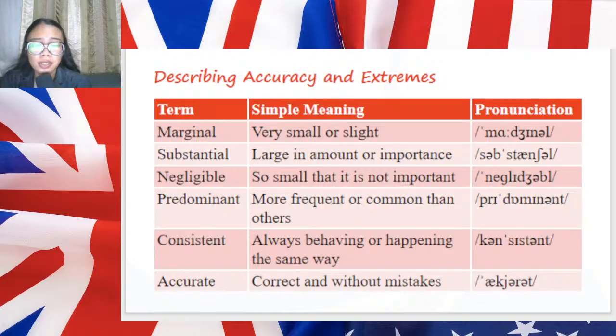And the last term for describing accuracy and extremes is accurate. Again, accurate. It means correct and without mistakes. You can think of something being exactly right. So when something is accurate, it is kind of like precise. They are exact and they are free from error. It means it reflects the true state of affairs or measurements. So you can imagine a perfectly aimed shot or a calculation that is exactly right.